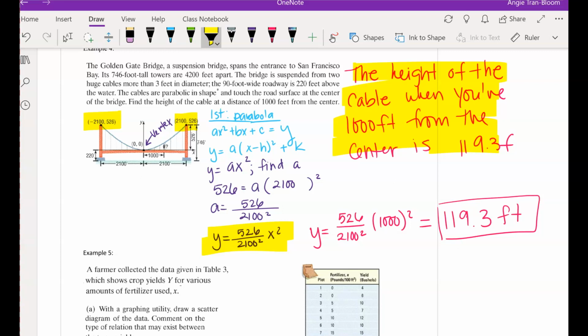Do you guys remember how to use your calculator for scatter plot? Not really. That's okay. That's why we're going to help you. That's why it takes so long for notes, because I want to make sure you know how to do it. Last example of the unit, y'all.